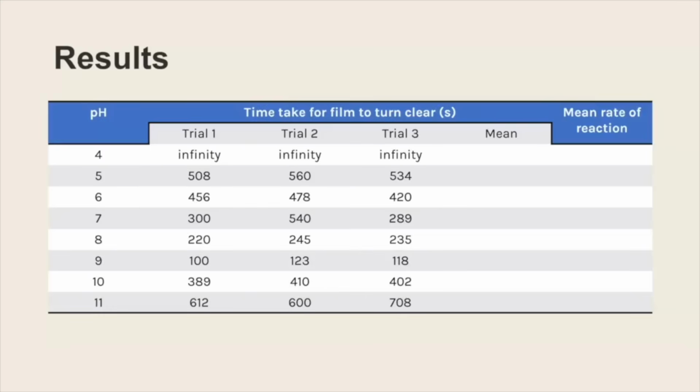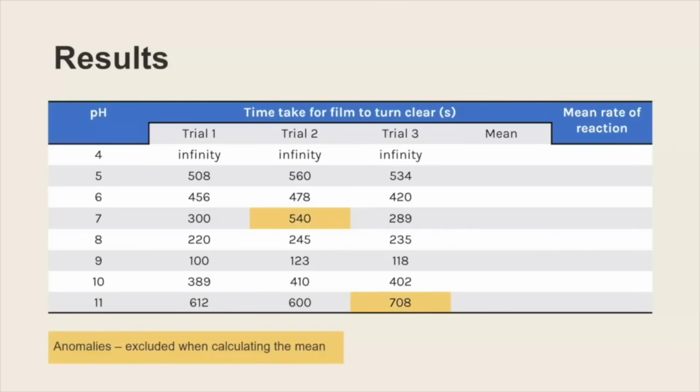And if you do, we'd need to remove those and not include them in the mean. So from all of these results, to work out if it's an anomaly, we're looking at the 3 trials to see, are they all pretty much the same? Are there any that clearly do not fit the pattern? And sometimes it's hard to tell with only 3 trials, and you might have actually needed more to tell, so you'd have to include all of them.